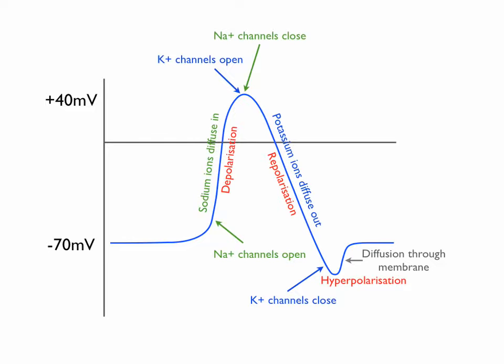The time when the membrane is hyperpolarized is called the refractory period, and during this time no action potential can occur. And this also means that the action potential always travels in only one direction.